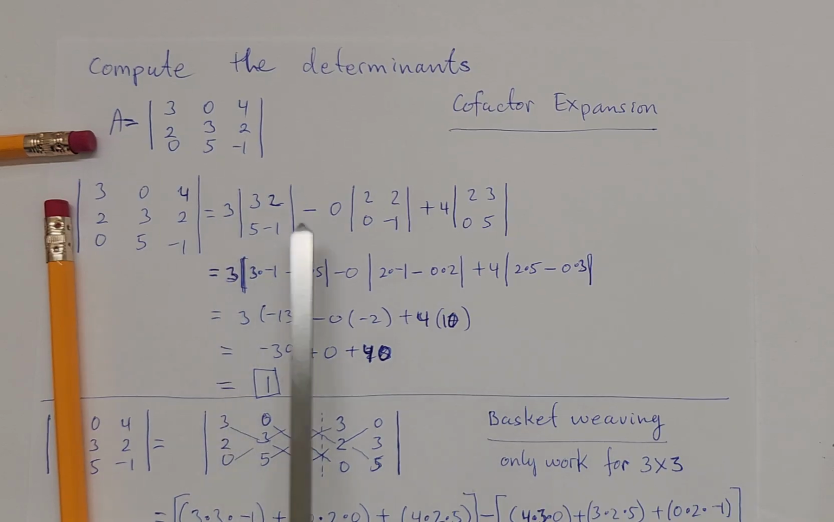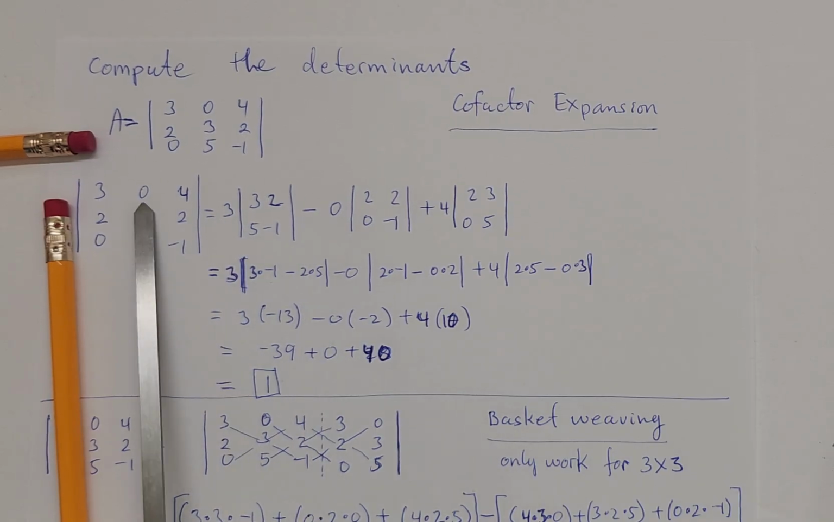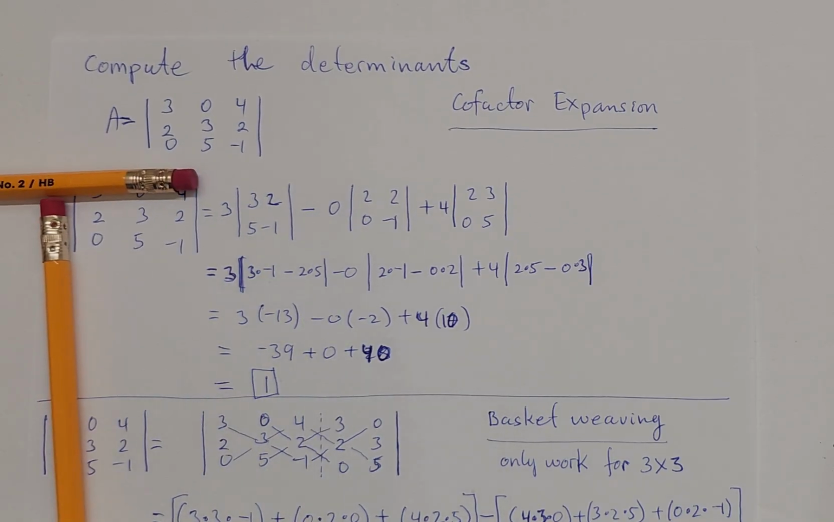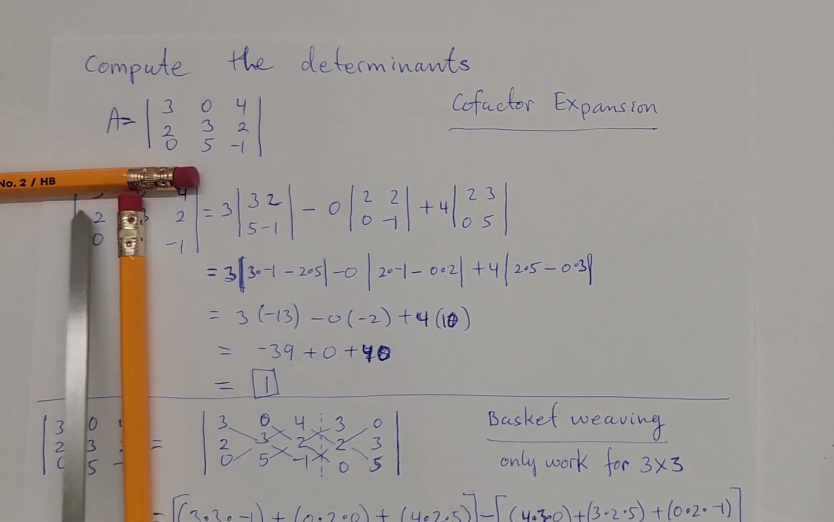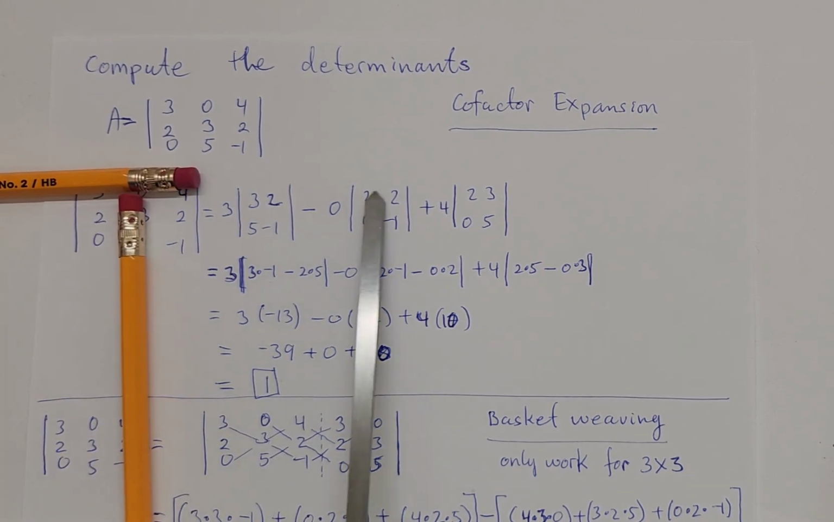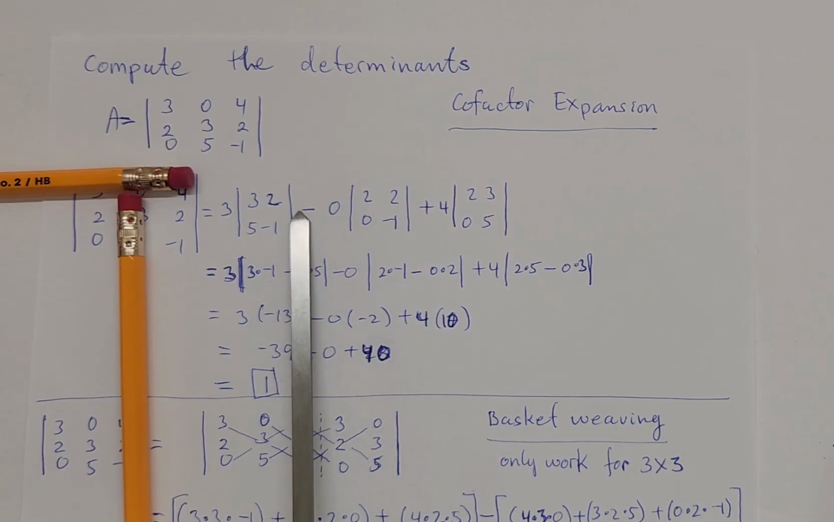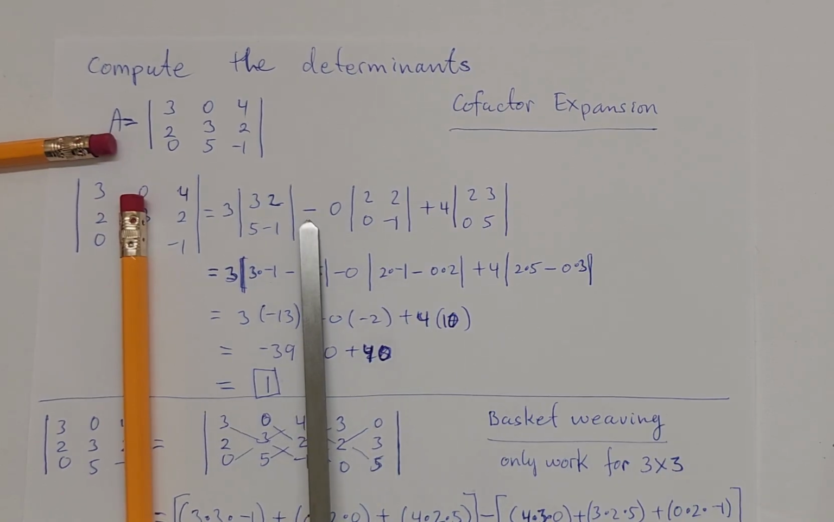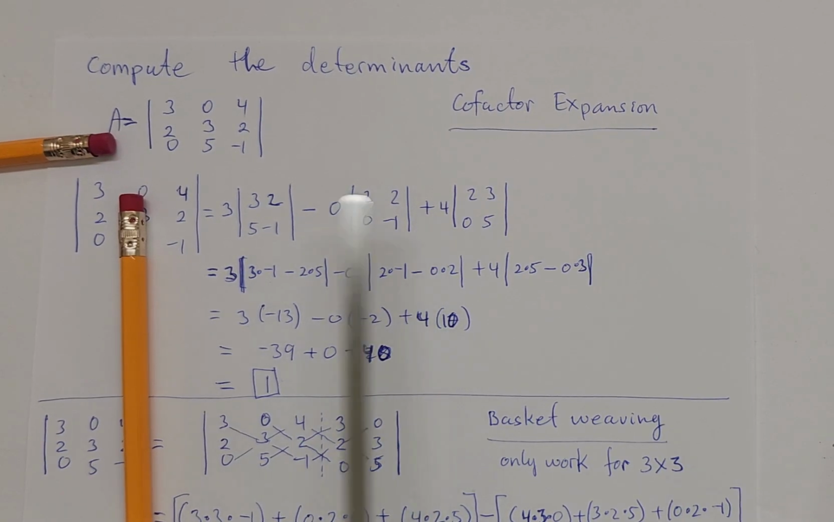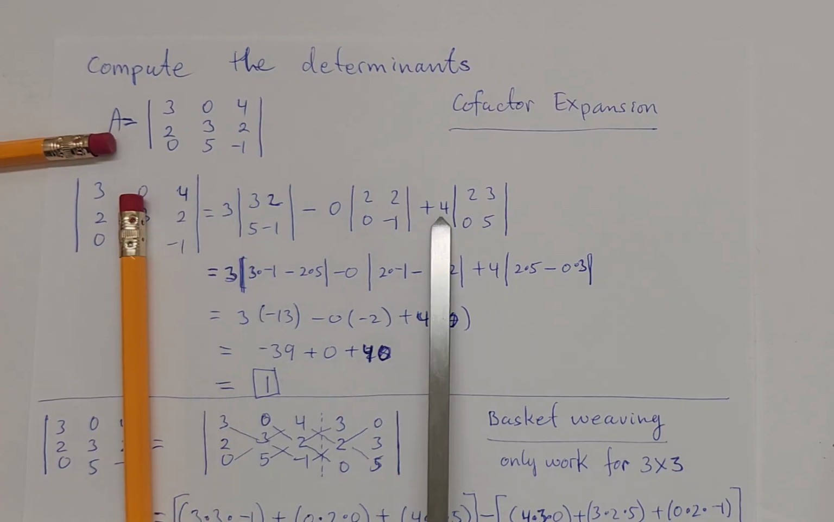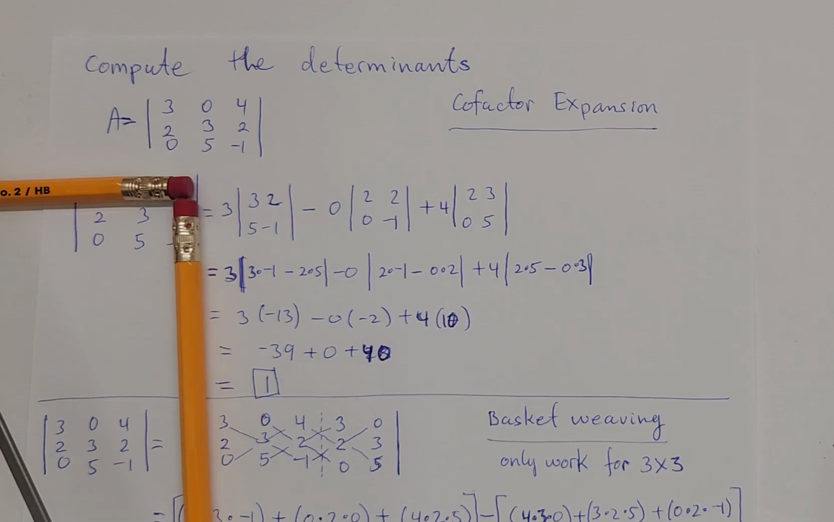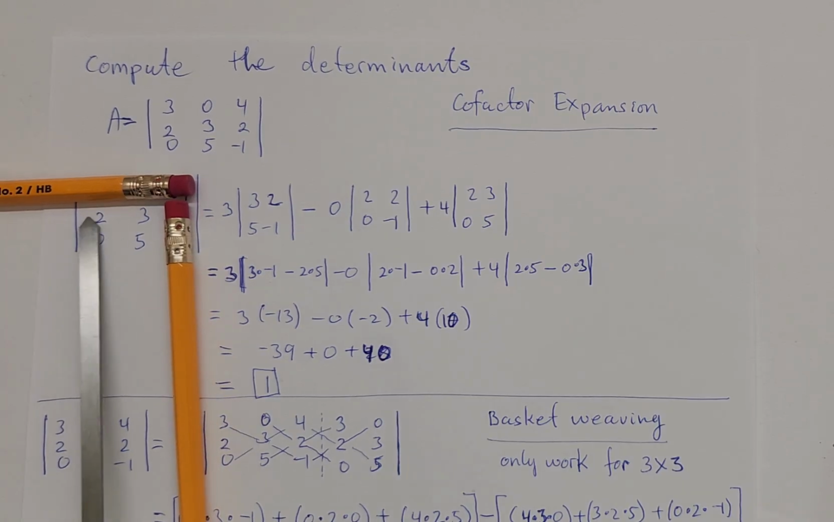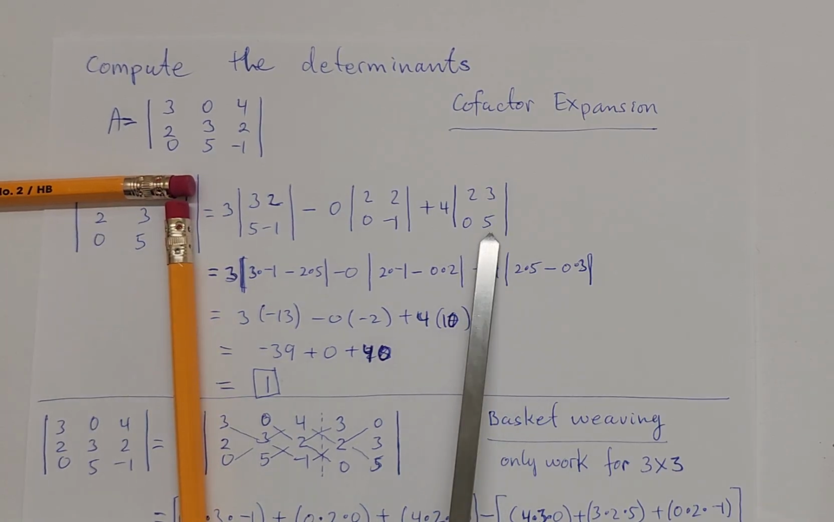Okay. Next, since this is a plus, you will alternate plus, minus. So next will be the 0. Block out the first row, block out the second column. You will have 2, 0, 2, negative 1, which is here. Next, since this is a minus, alternate, so it becomes plus. The next one will be a 4, put a 4 here. Take the first row, take the last column, and you have 2, 3, 0, 5, which is here.